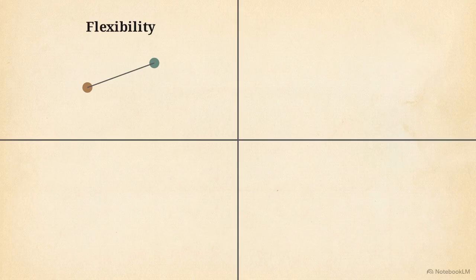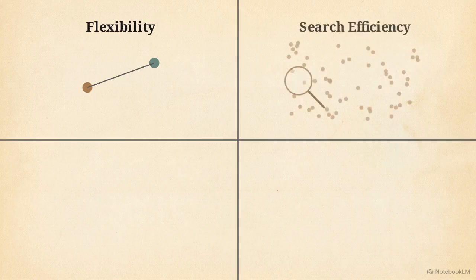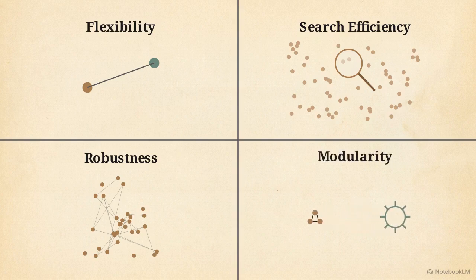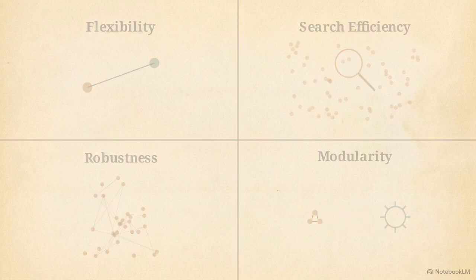A graph-based framework allows adding new constraints as simple edges and provides a structured way to navigate millions of combinations. Furthermore, this approach handles varying departmental sizes and maintains modularity by separating the problem model from the search algorithm.